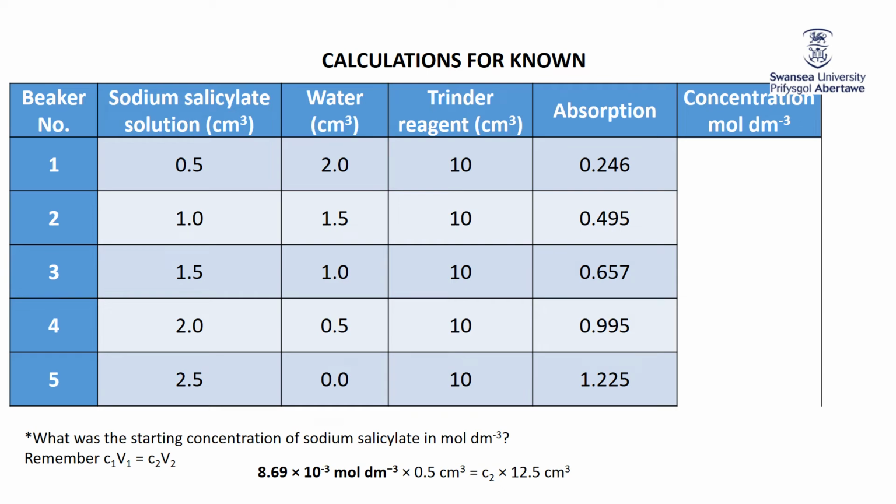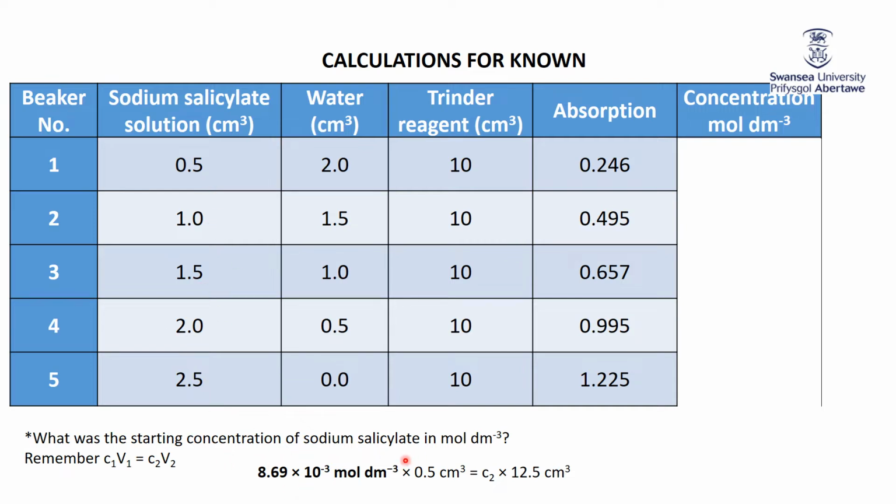So now the answers for the aspirin part, and we'll start off with our data. If you remember, we took some of our sodium salicylate solution, which we then diluted to varying amounts, each time diluting it to a total of 12.5 cubic centimeters. So here we took 0.5, 1, 1.5, 2, 2.5.